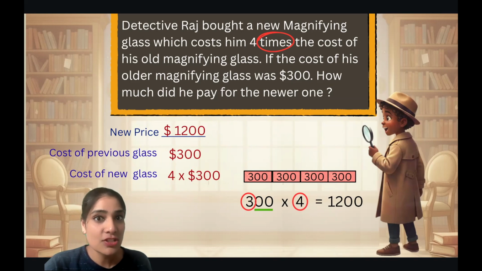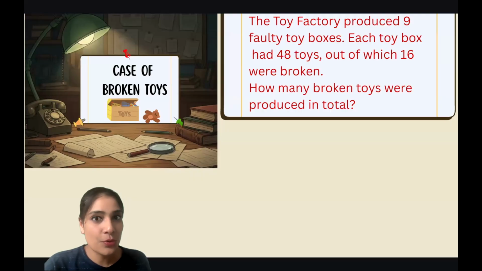Great guys, let's solve our last case for today. The case of broken toys. The toy factory produced 9 faulty toy boxes. Each toy box had 48 toys, out of which 16 were broken. How many broken toys were produced in total?